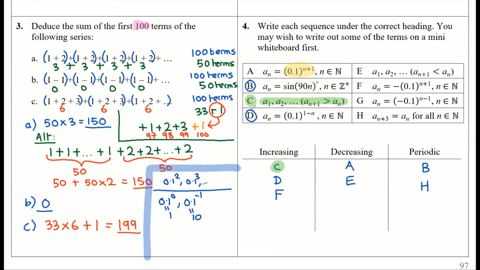Moving on to E, you probably won't be surprised to learn now that this is the definition of a decreasing function, where the latest term is less than the previous term. For F, I'm just going to create a bit of space. Let's have a look at F and see what's going on there. This looks a little bit complicated. So just to try and convince you of this, we have negative 0.1 to the power n plus 1.